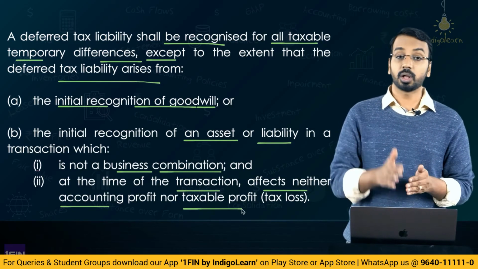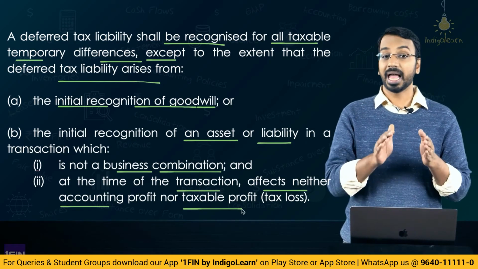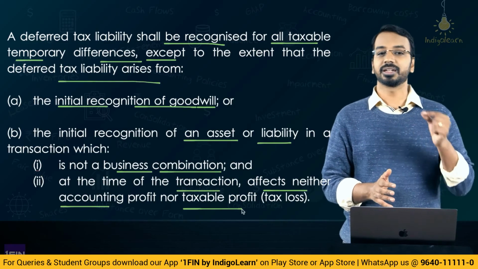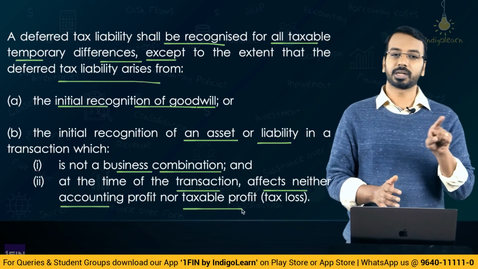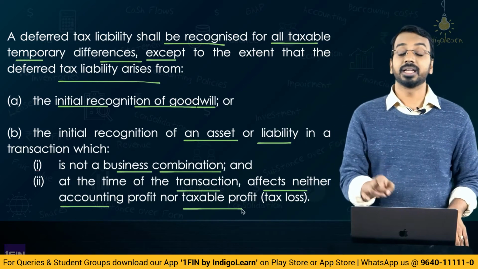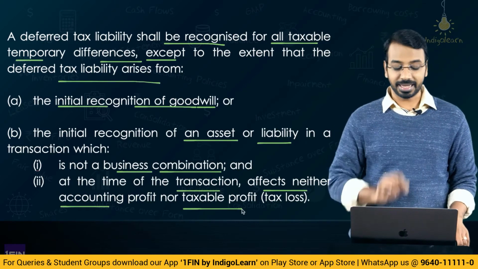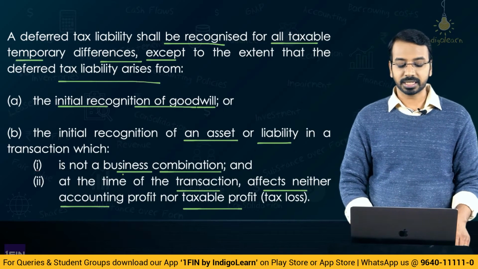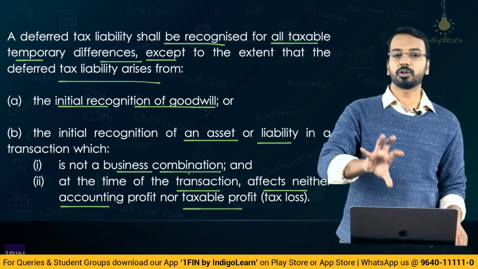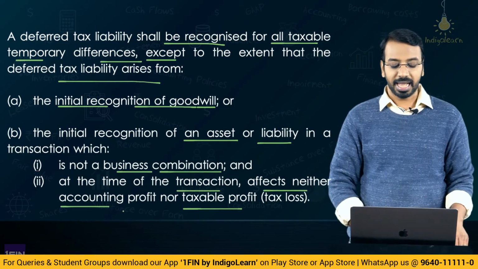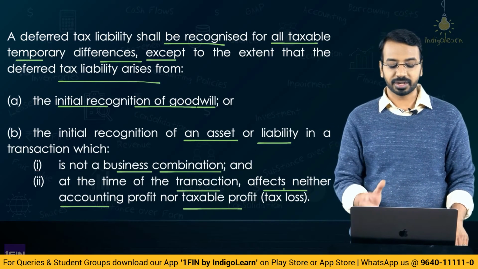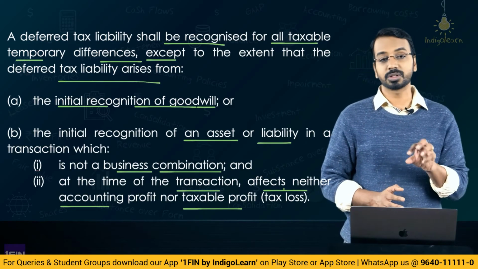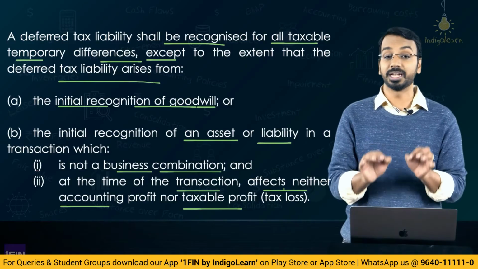So, if at all there is a taxable temporary difference and that taxable temporary difference is arising out of initial recognition of goodwill, then you will not recognize a deferred tax liability. And if the taxable temporary difference arises at the time of initial recognition of an asset or liability in a transaction which is not a business combination, so we are not talking about business combination transaction, and at the time of the transaction affects neither the accounting profit nor the taxable profit. Now, this second part sounds slightly complex, which we need to break down and understand.